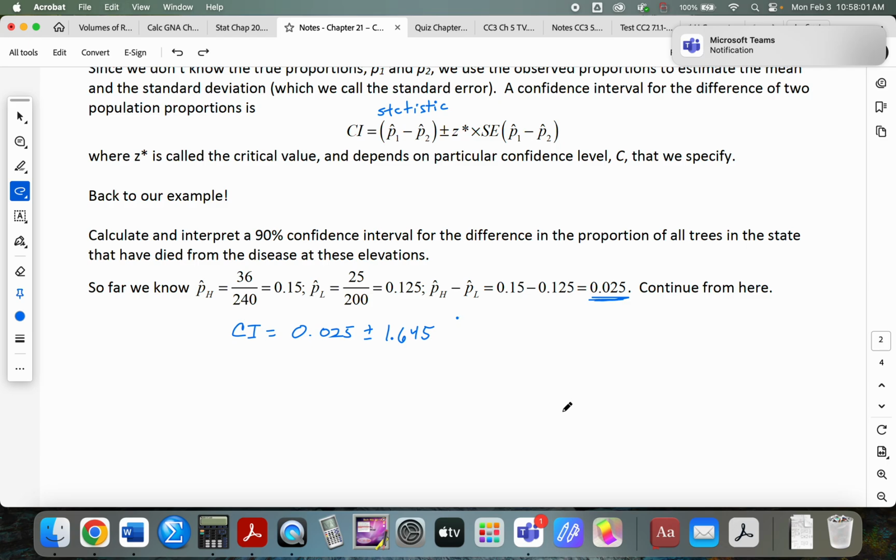So 1.645 times our standard error, which is going to be the square root of, and this is what you were talking about a moment ago, Savannah, 0.15 times 0.85 over 240 plus 0.125 times 0.875 over 200.